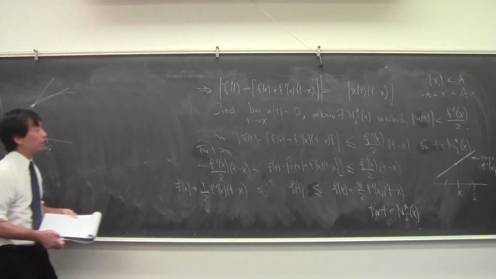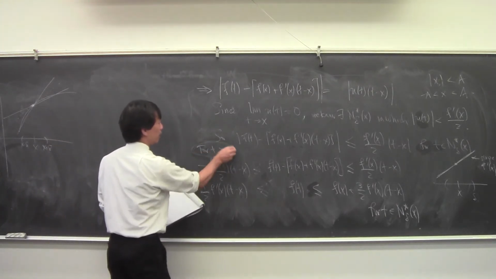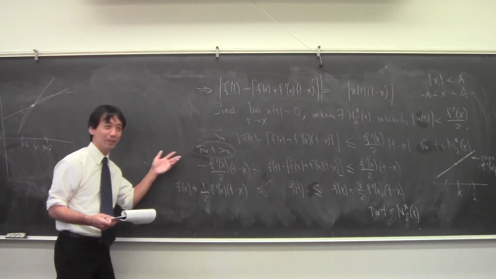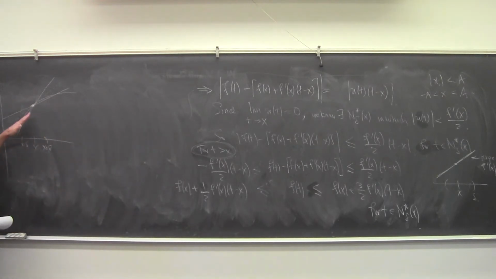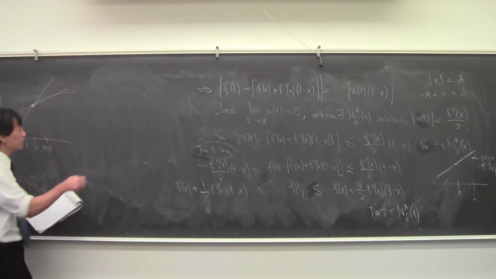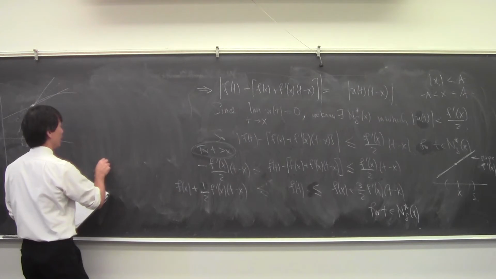Okay, so I only did it for the right-hand side. I leave it as an exercise to do it for the left-hand side. It's exactly the same thing, right? It's just that this guy will be the lower guy, and this guy will be the upper guy, right? Okay. So what is differentiable? So this shows you, right?